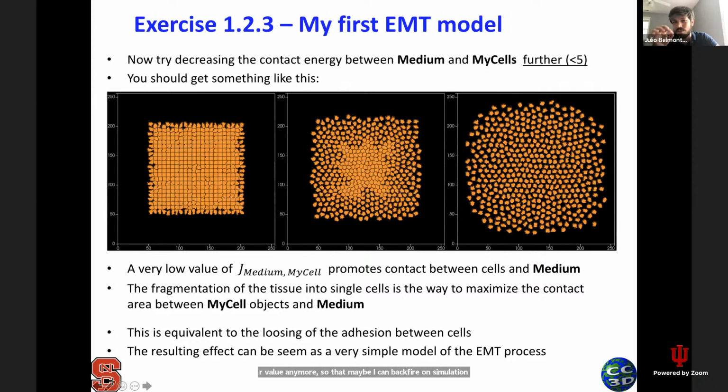So going back to this slide, if you make the contact energy even lower between medium and cells, now the cells really like to be in touch with the medium, and they start to fragment. So what you have here, on the left, is a simulation where the cells are compact and adhere to one another, and as time goes on, they fragment and spread, so that will be similar to epithelial to mesenchymal transition. And we did this just by making the cells prefer the medium more than they prefer themselves. Okay?